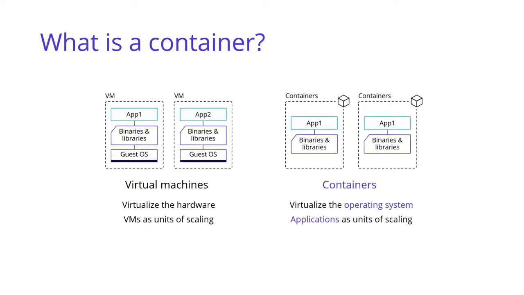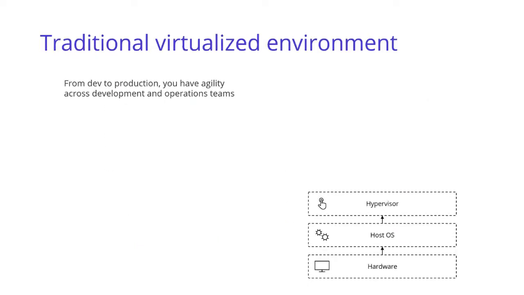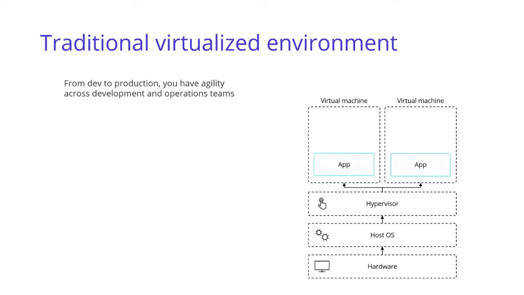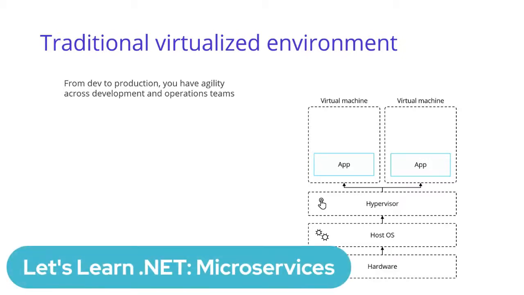So the containers virtualize the operating system, and the application itself is that unit of work. That's what we're scaling. Now, in a traditional virtualized environment, we have the agility across the teams and things like that. And you'll see that our VMs have basically this stack where the hypervisor sits on top of the host and the hardware. You do have a limit to what this can give us, all the way down to the hardware itself.